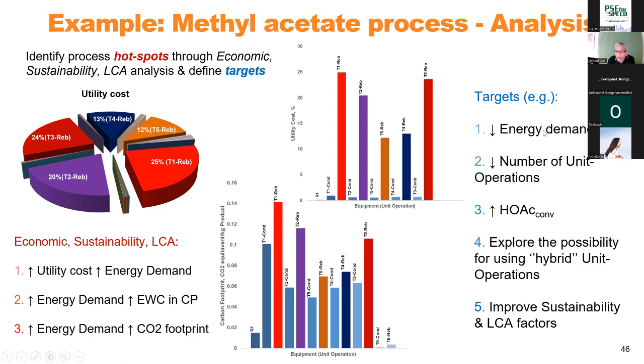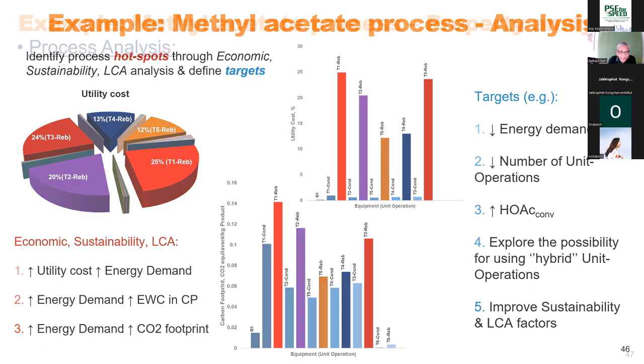So we want to reduce the energy demand. We want to reduce the number of unit operations. We do not want to lose acetic acid, so we want to increase the conversion. We can explore hybrid operations. We want to improve sustainability, LCA factors, and you can say contribute to circular economy. All of these are related to decarbonization.